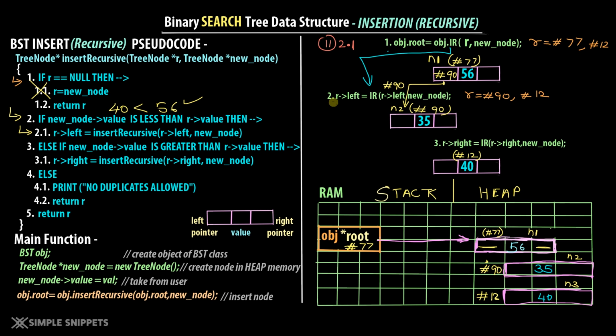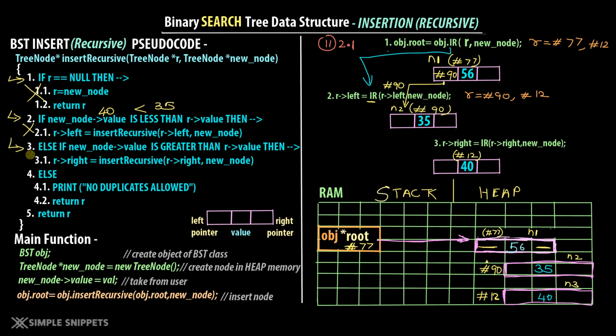Okay, so now that the second function call, that is the second insert recursive, is called, let's start its execution. The first step is if r equals null. For the second recursive call, r is hash 90. So hash 90 is not null. So step number 1, not true. We will proceed. Now we will check if the new node value, which is 40, is less than r of value. r is currently hash 90 inside the second recursive call. Hash 90 is nothing but n2. n2's value is 35. Is 40 less than 35? No. This time the second condition is also false.